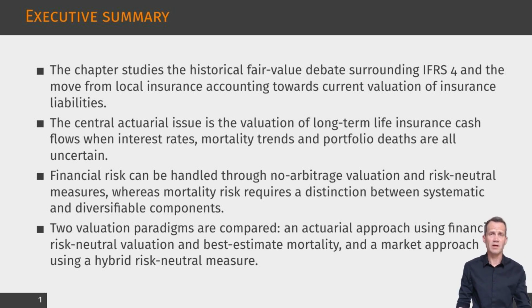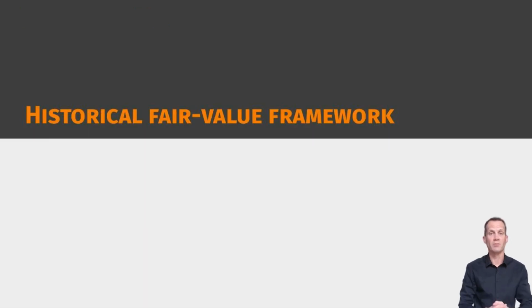The chapter compares two valuation philosophies. The actuarial approach uses risk-neutral valuation for financial risk and best estimate real-world mortality. The market approach uses a hybrid risk-neutral probability for both interest rate and mortality risks. The relevance of this second approach depends on whether mortality-linked markets are sufficiently deep and liquid. The first part places the problem in its historical accounting context.